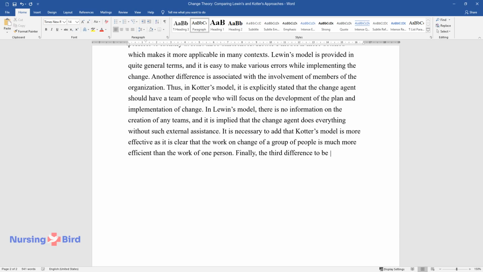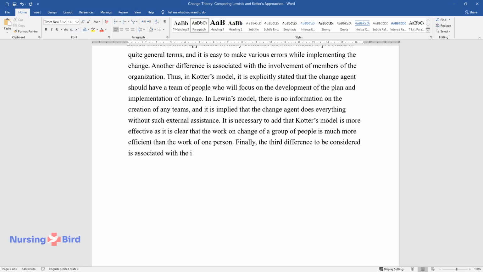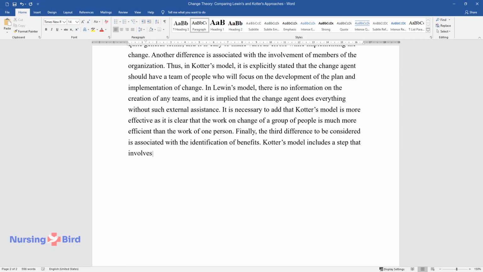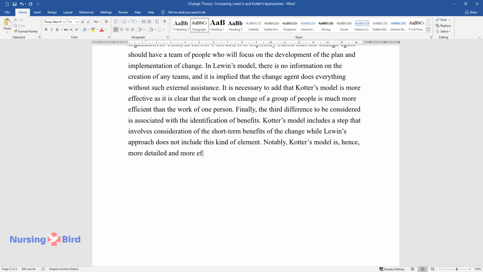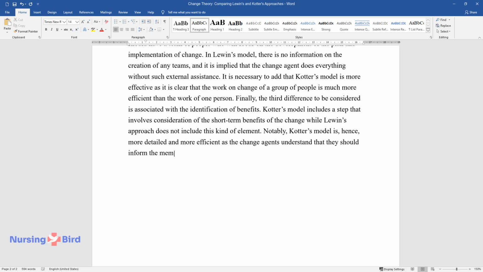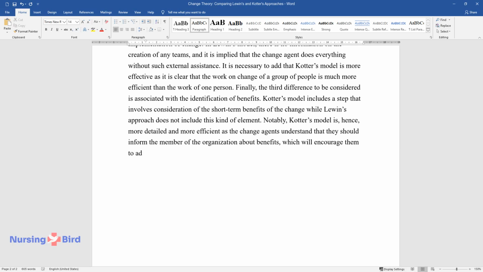Finally, the third difference to be considered is associated with the identification of benefits. Kotter's model includes a step that involves consideration of the short-term benefits of the change, while Lewin's approach does not include this kind of element. Notably, Kotter's model is, hence, more detailed and more efficient, as the change agents understand that they should inform the members of the organization about benefits, which will encourage them to adopt the new behavior.